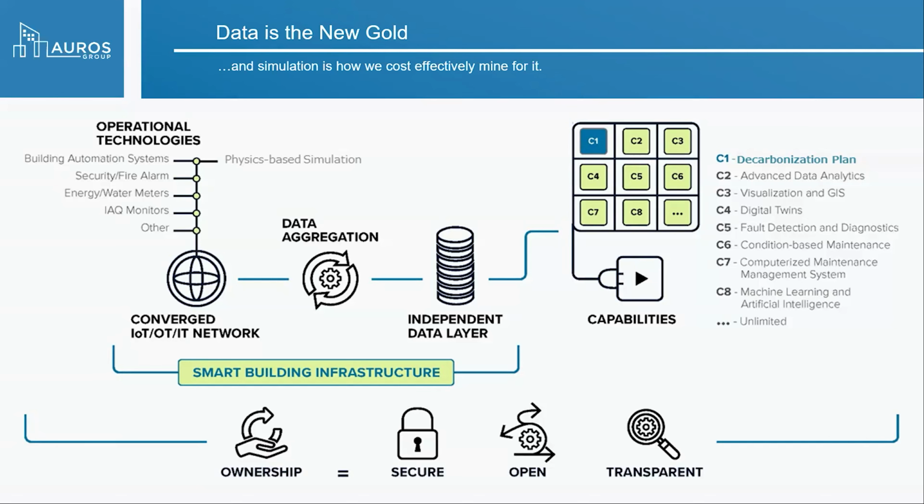So from the building science community's perspective, where do we bring physics-based simulation into it? Because we are classifying physics-based simulation, a building energy model, as an operational technology. Building simulation is not an on-prem meter or sensor, but we generate a lot of data. So we're an OT, right? How do we get in the game? We get in the game right here at the independent data layer. This is where it happens.